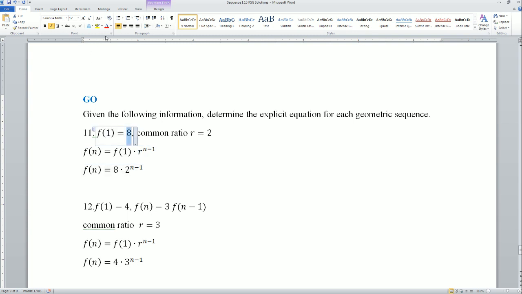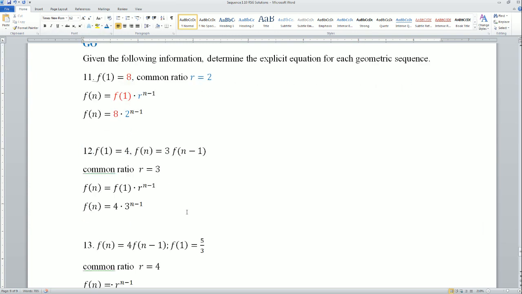Let me color code this so you can see what I am referring to, so you're not completely confused. Do you see that? That's where you're making that substitution. R, which I can make blue for you, that is the r here, and that's going to be the r here, which is the 2. There you go. 12. First term is 4.